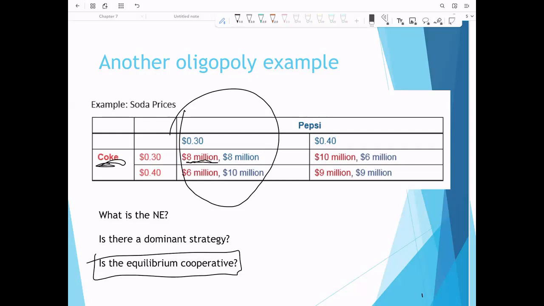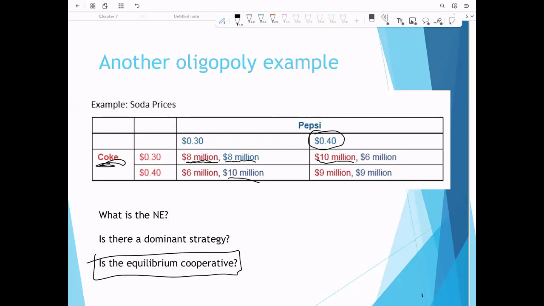And if we did the same thing and we assume Pepsi chooses 40 cents, what should I do? I again should choose low, 30 cents, because I get $10 million. Then we do the same thing for Pepsi, and this is what's called a symmetric game. So I know right off the bat, they're also going to have 8 million and 10 million because their payoffs are the same. That's not always going to be the case, but in the simple examples that we're doing, they are. So what is the Nash equilibrium going to be?